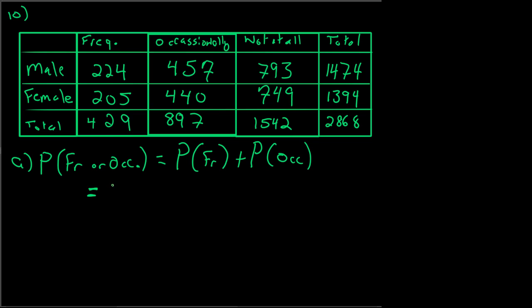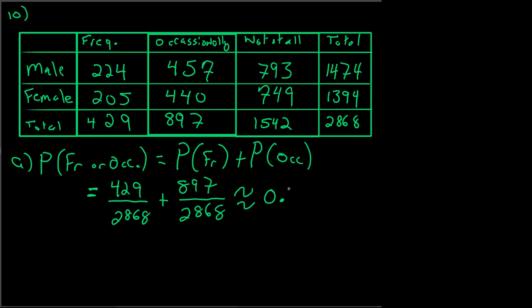So we have a total of 429 out of the 2,868 that are frequently, plus occasionally 897 out of the 2,868. Plugging that into our calculator, we get a probability of 0.462, rounding to 3 decimal places. And so we have the ability to find the or of it being frequently or occasionally.